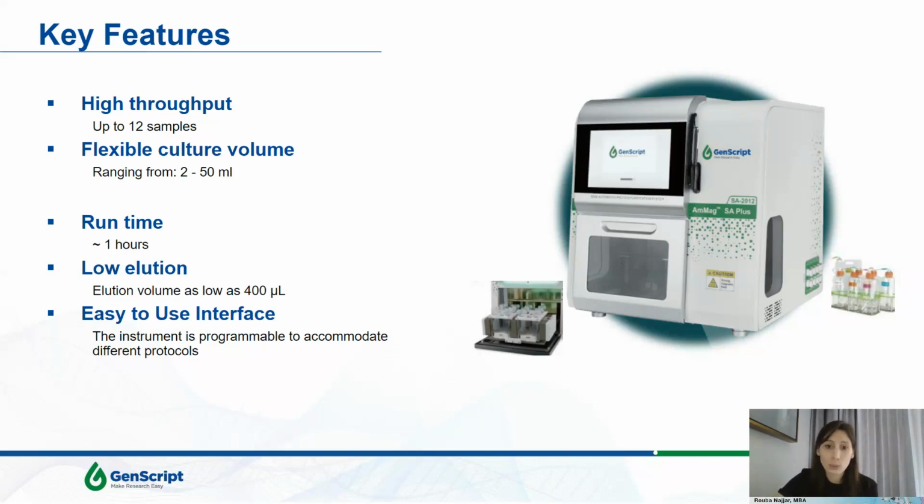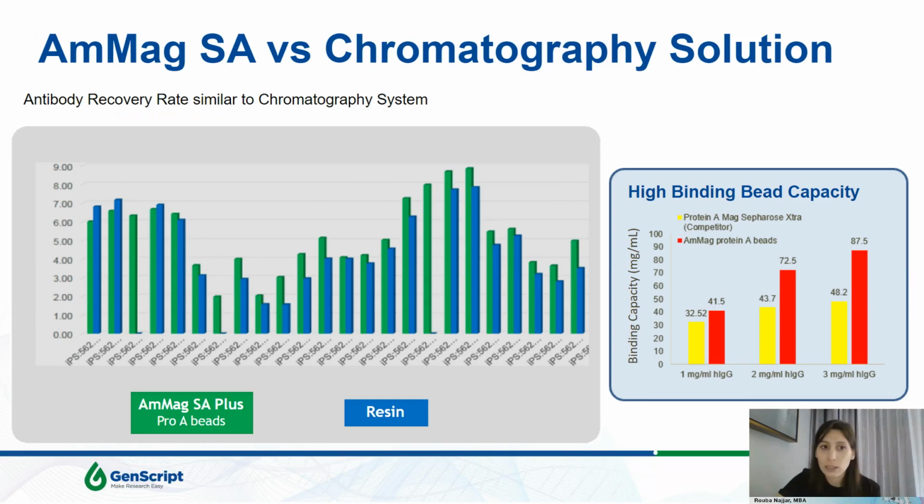The user interface is really simple. I'm not going to show it here, but it is also similar to the AmMag Quattro. You can technically program it to accommodate different protocols that you have, different requirements that you have. So let's say you want to do maybe one or two washes, plus or minus. You could definitely automate it accordingly. And one other thing I want to mention here is that it has 7 inlet solutions. Of course, that includes the washes and also the elution, but it is something that clients typically really like.